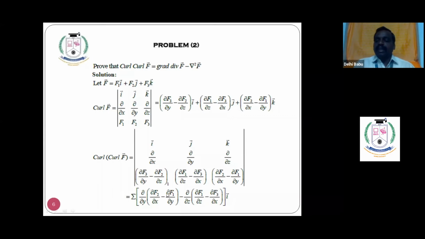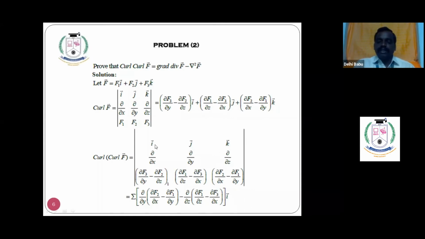I can use the summation short form here. Otherwise you can write it elaborately as i vector into this, minus j vector into this, plus k vector into this, but it will be lengthy equations. So you can rewrite it in short form with summation. Summation means i vector plus j vector plus k vector, the similar terms. That's why I use summation. I write only the i term; it's understood for j and k.